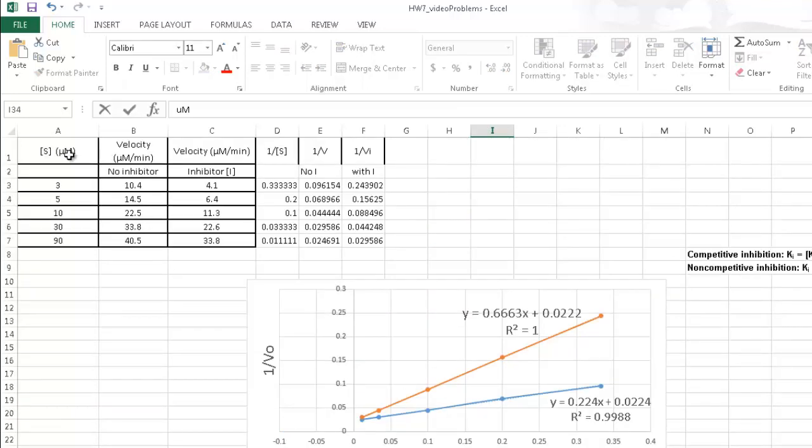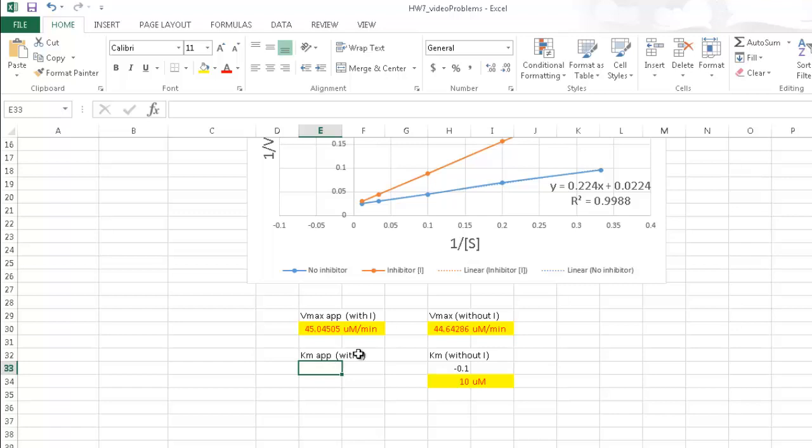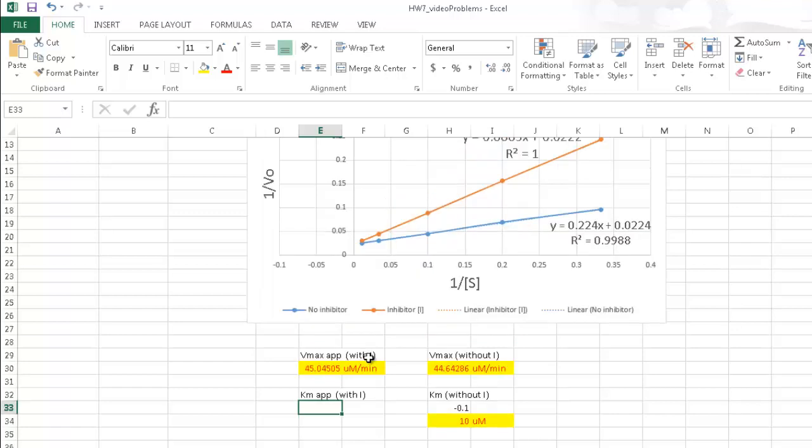Let's make sure we have our right units. The units are micromolar, and our Km is 10 micromolar. Remember, Km's units are going to be in concentration. So micromolar, millimolar, even molar, it's a concentration. And you should also know it's the substrate concentration where V is equal to Vmax over 2.